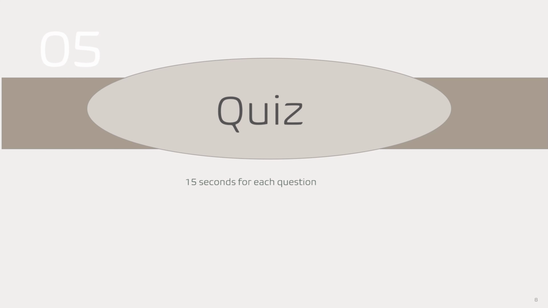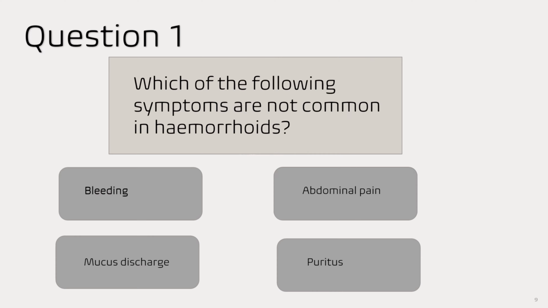So now it's time for our quiz. So there's a total of 6 questions in this quiz, and 15 seconds will be given for each question. If you feel like you need more time, just pause the video at any point. Alright, let's start with the first question. Which of the following symptoms are not common in hemorrhoids? Bleeding, abdominal pain, mucus discharge, or pruritus?